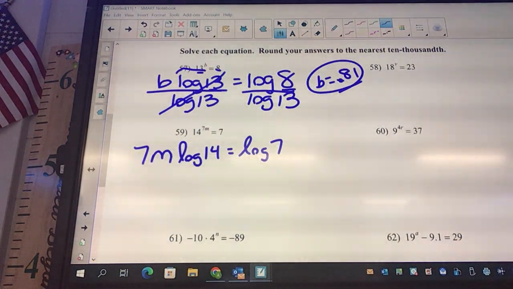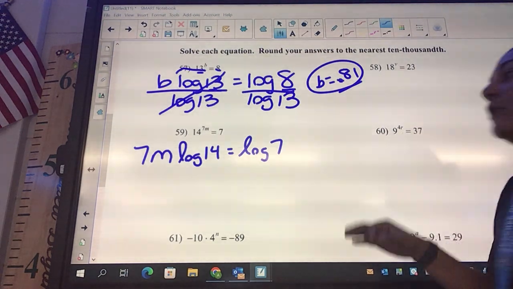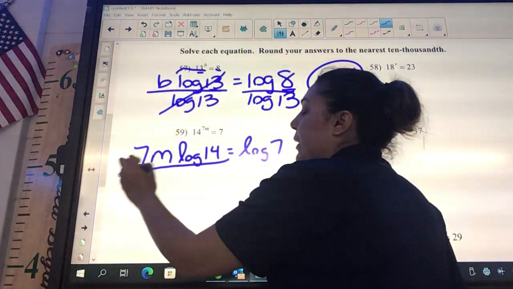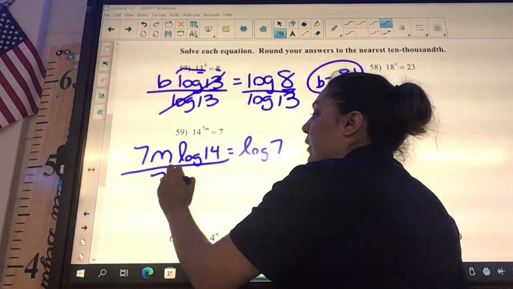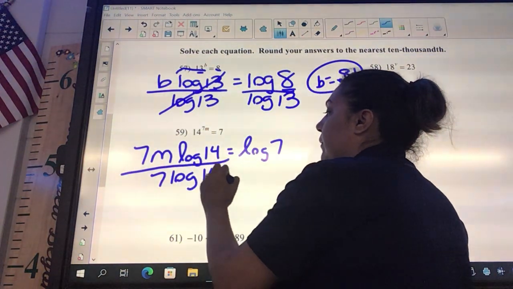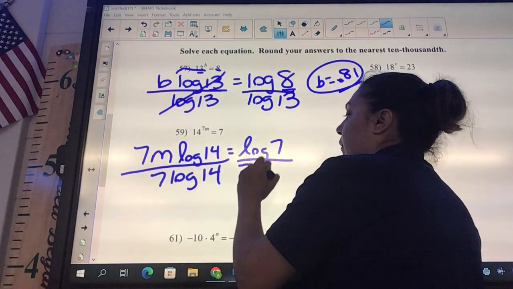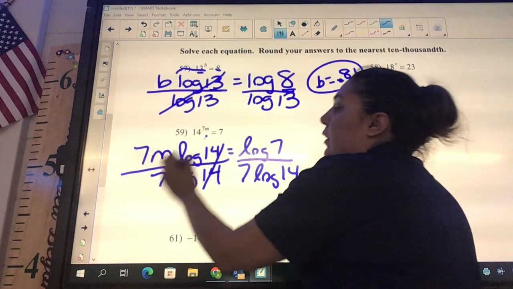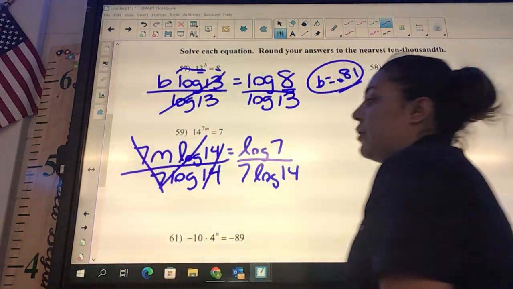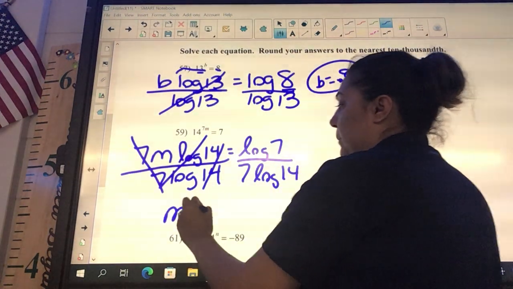Okay, Walter, this is where you messed up before. When you go through and divide this time, everything is going to get moved except for that n. So it should be 7 log of 14. Because then look, the 14s cancel each other, the logs cancel each other, and the 7s cancel each other. So all you have left is the n.